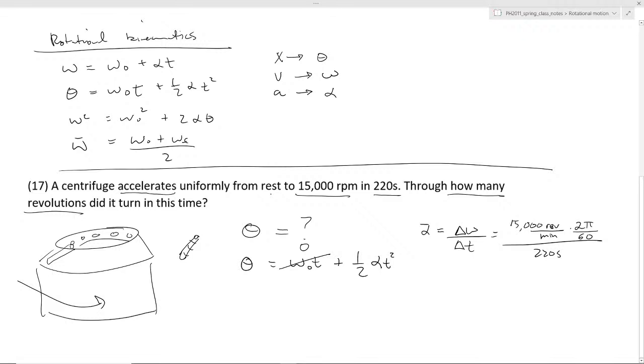When we multiply by that, that'll give us a result that's in radians per second squared, which is the unit that we want for alpha. If we multiply this stuff out, we find that alpha is 7.1 rads per second squared. So now we have alpha. We can stick it in here and solve then for theta.